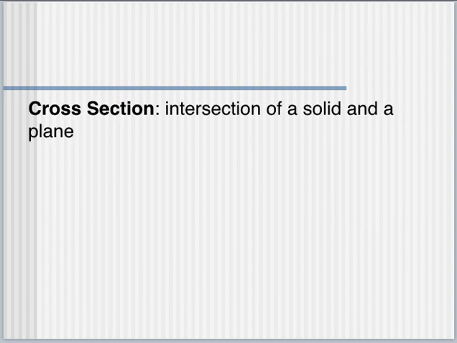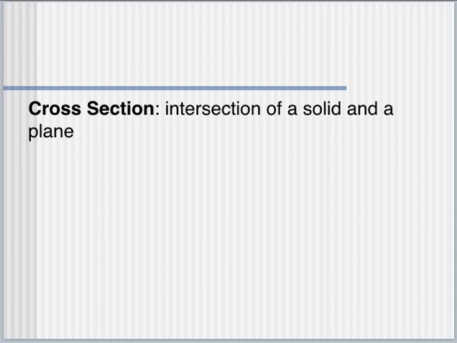Last thing we have to talk about today is the concept of a cross-section, and a cross-section is a really key thing to understand for the entire rest of Chapter 11. A cross-section is the shape that you get from the intersection of a solid three-dimensional shape and a plane.